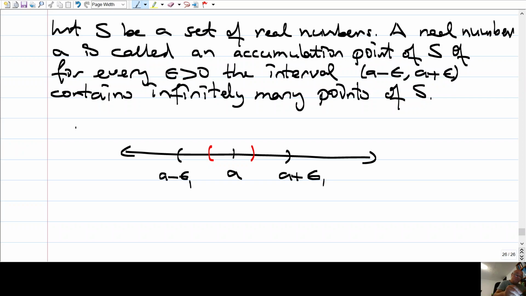Let's say this is epsilon 1, and then I have a plus epsilon 2, a minus epsilon 2. For each epsilon, this interval should contain infinitely many elements from the set S. So S is something like this. Each interval containing A should contain infinitely many elements from S.